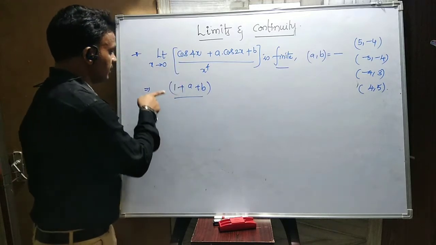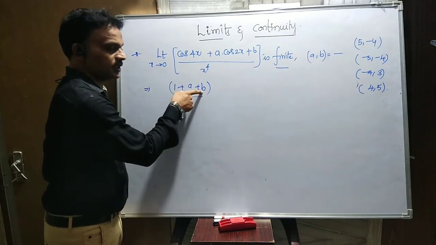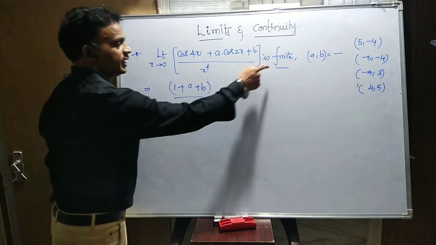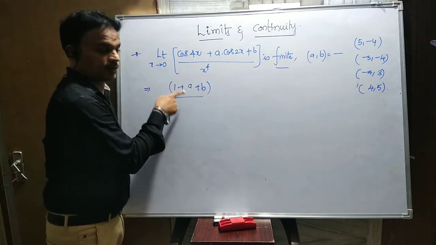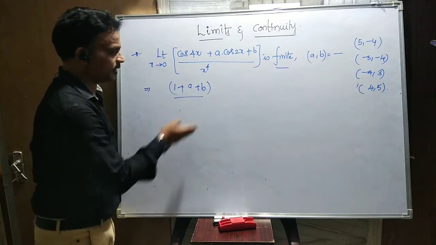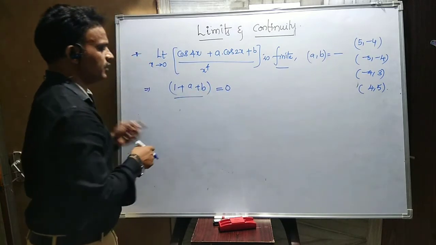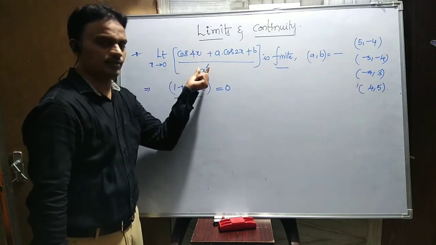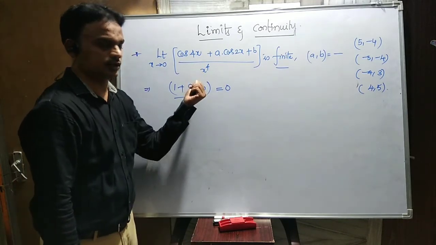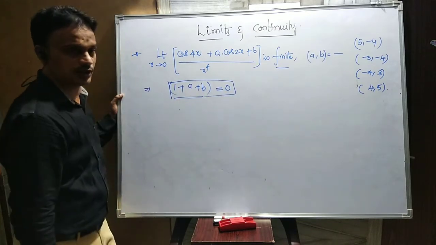But here I cannot get the 0 by 0 form. Numerator is already 1 + a + b, denominator is 0. Right? But to get finite, the numerator also must be 0. Then only I can proceed into the next step. Am I right? So that means when the numerator is equal to 0, then I get a 0 by 0 form, right? Then I am going to apply the L'Hospital rule. Okay, right? So in that case, I got one condition in terms of a and b, which is a + b + 1 = 0.